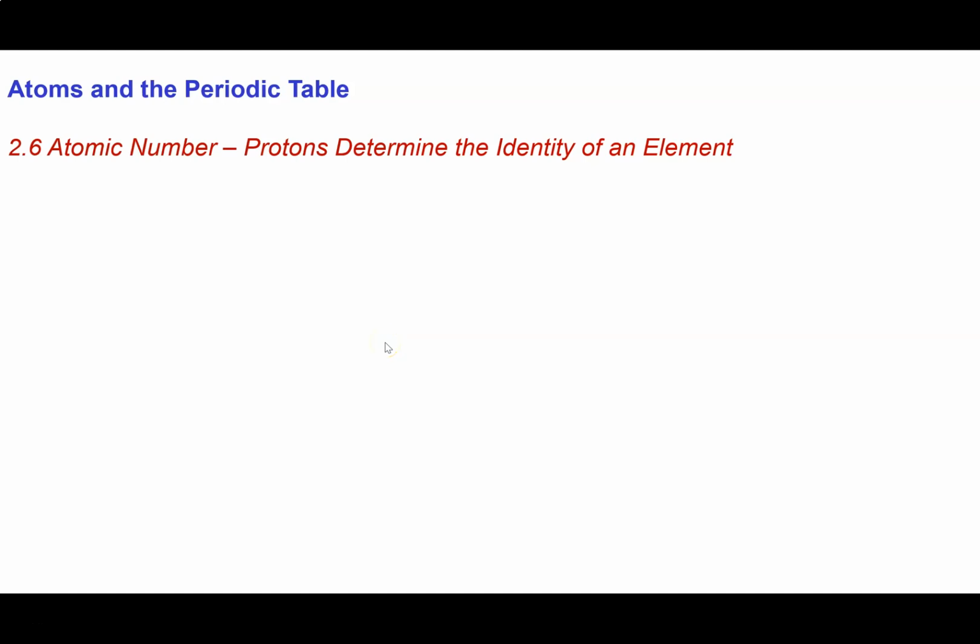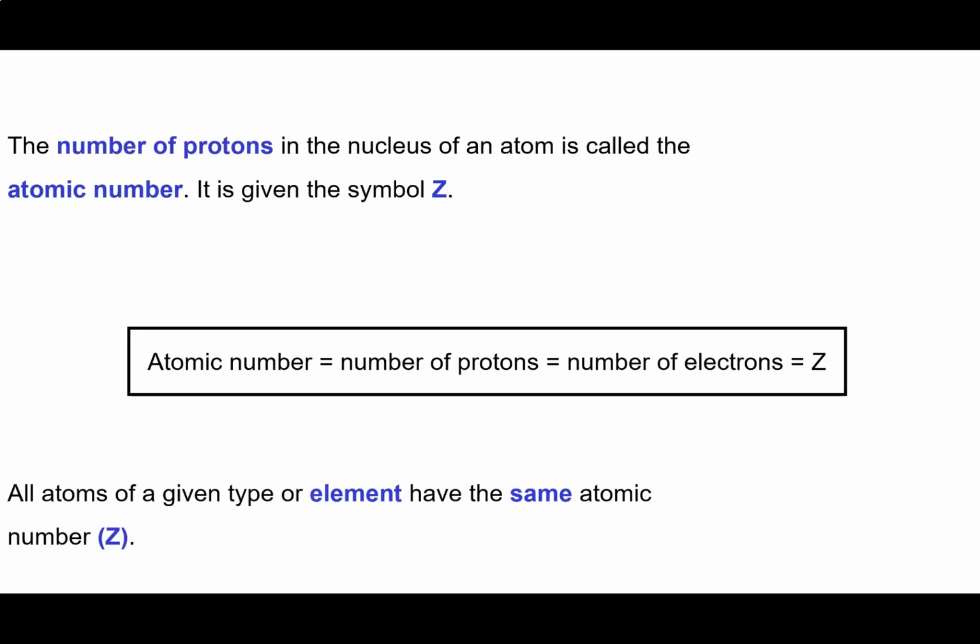As was mentioned in the previous video, every element has a unique number of protons. That is, the atomic number of an element determines its identity. So we want to be very certain what we mean by atomic number. The number of protons in the nucleus of an atom is called its atomic number, and it's given the symbol uppercase Z. As atoms are electrically neutral, the number of protons is always equal to the number of electrons.